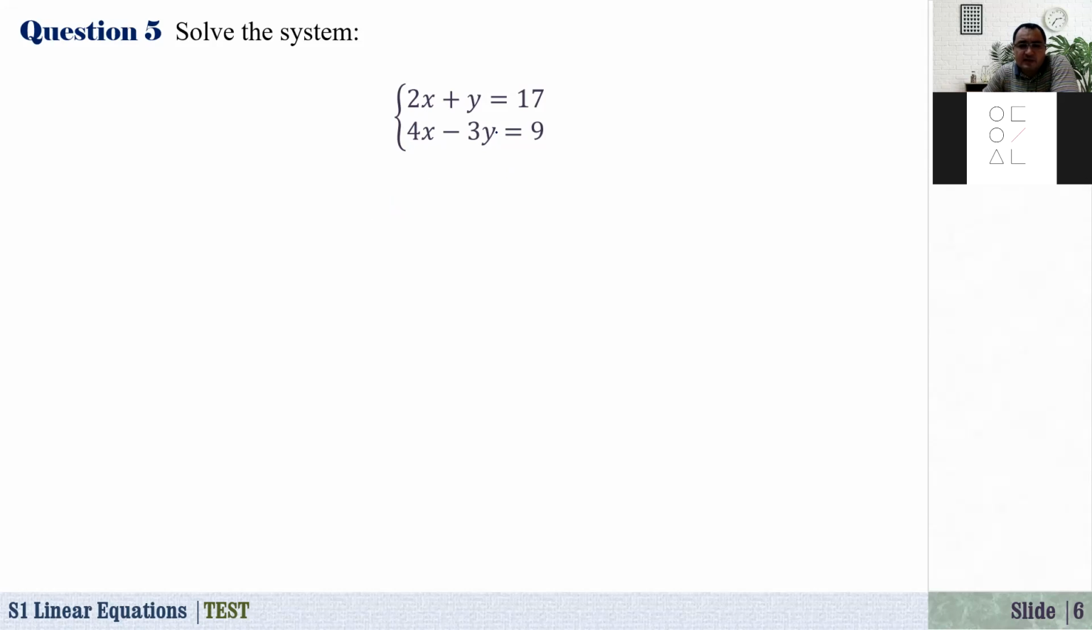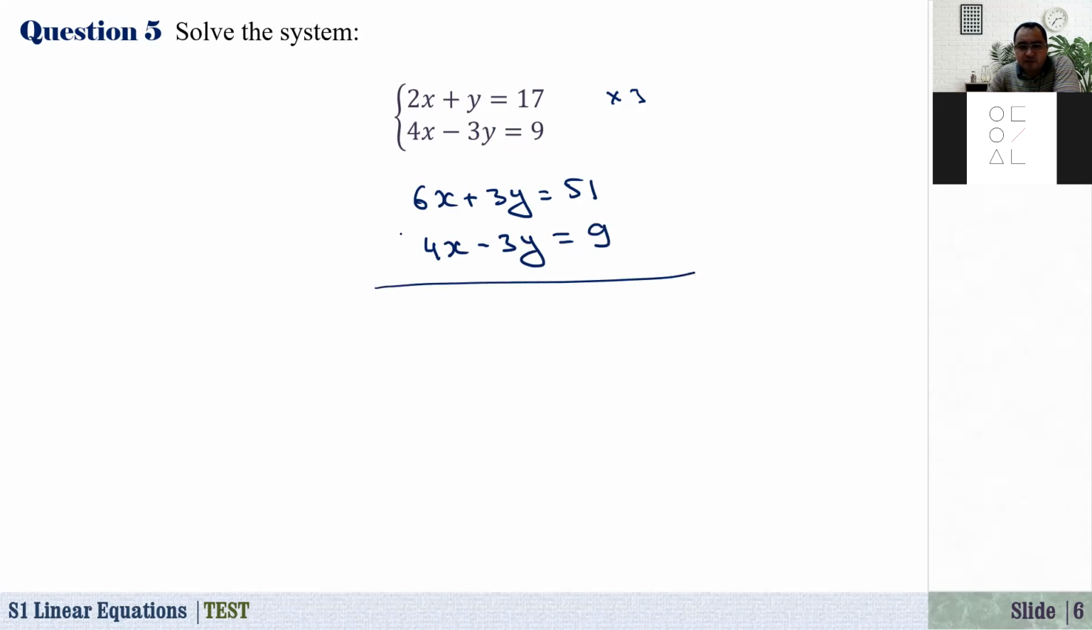So here, let me eliminate y. I'm going to multiply both sides of the first equation by 3. 3 times 2x is 6x, 3 times y is 3y, and 3 times 17 is 51. The second one is 4x minus 3y is equal to 9. Now if we add them together, 6 plus 4 is 10x, 3y minus 3y is 0, and 51 plus 9 is equal to 60. So 10 times what number is 60? x equals 6.